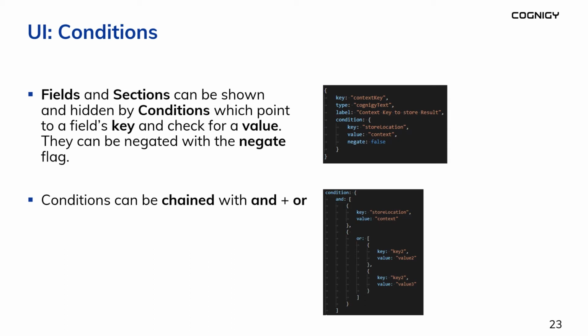Now, a nice thing about conditions is that they can be chained. You can chain them with and or. You can see that on the right side there. And you can do indefinite chaining, essentially, where and or are arrays of conditions. So in this case, it would say only show this field if the store location is context and either key 2 has value 2 or key 2 has value 3. So you can get rather complex in that and create a much better user experience through that.